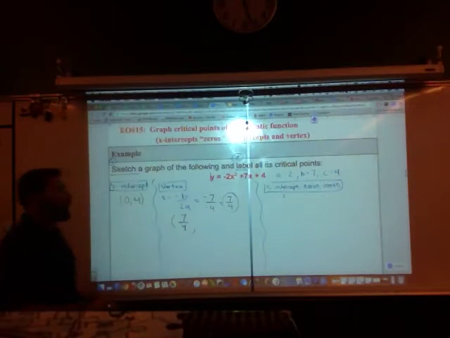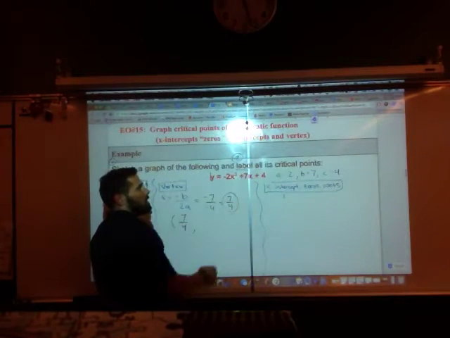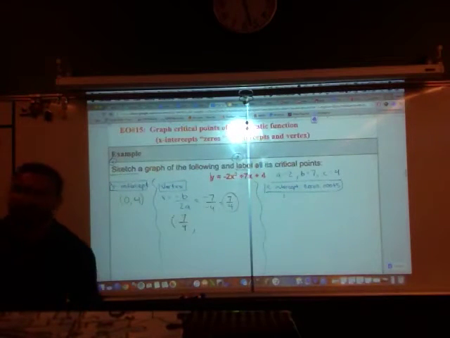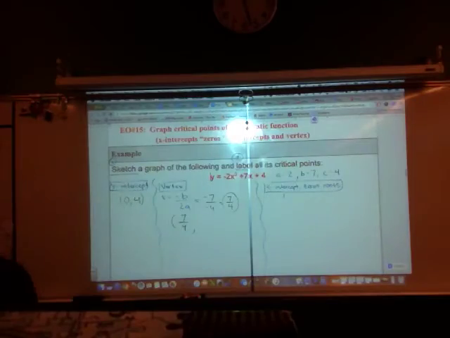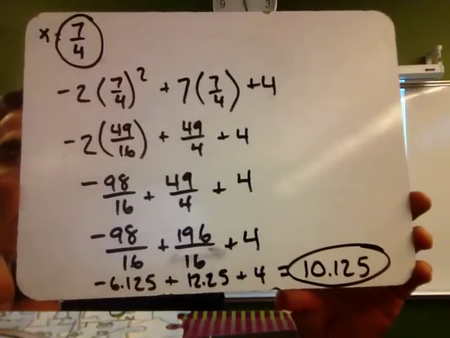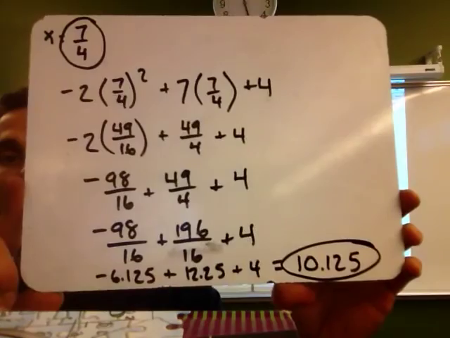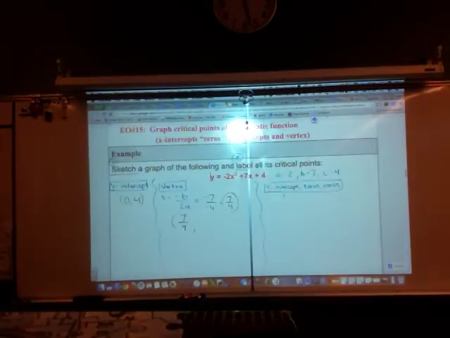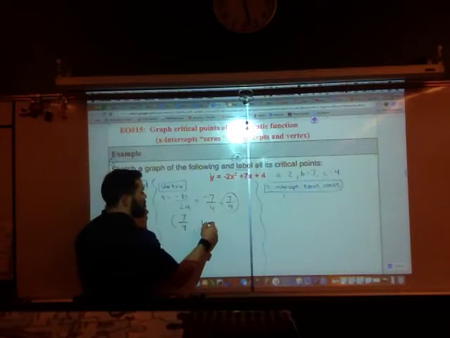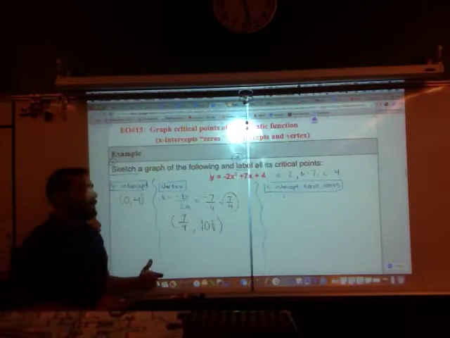Okay, so knowing that, I will take this x value and plug it into here. And that should help me find my y value. For the sake of saving time on the video, I'm going to show you what that would end up looking like. So you can pause the video at any time. The x value is 7/4, and you end up getting 10.125. So that's 10 1/8. So that's my vertex. I can label that on the graph.